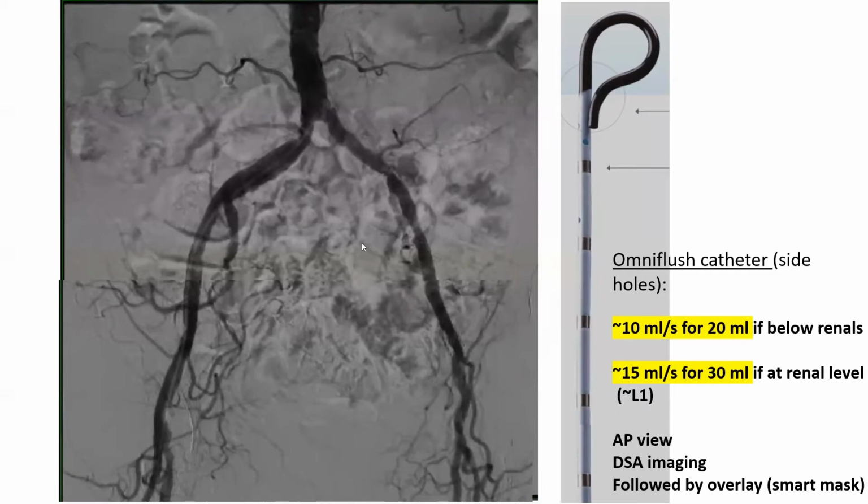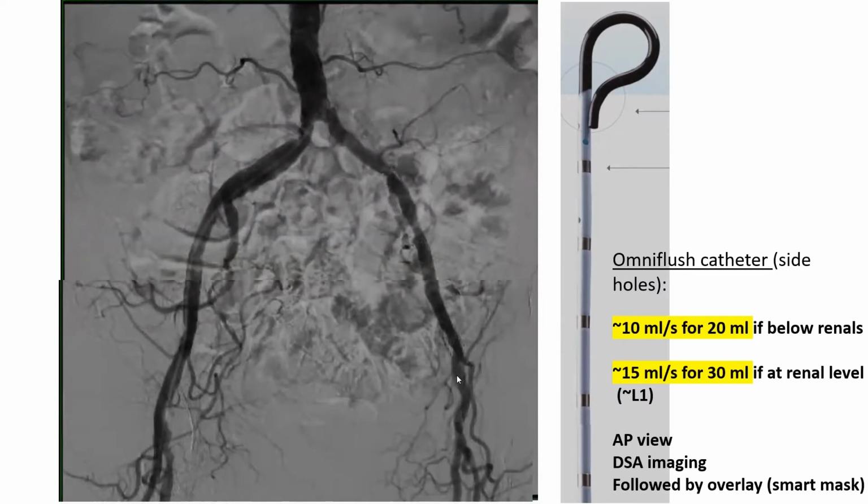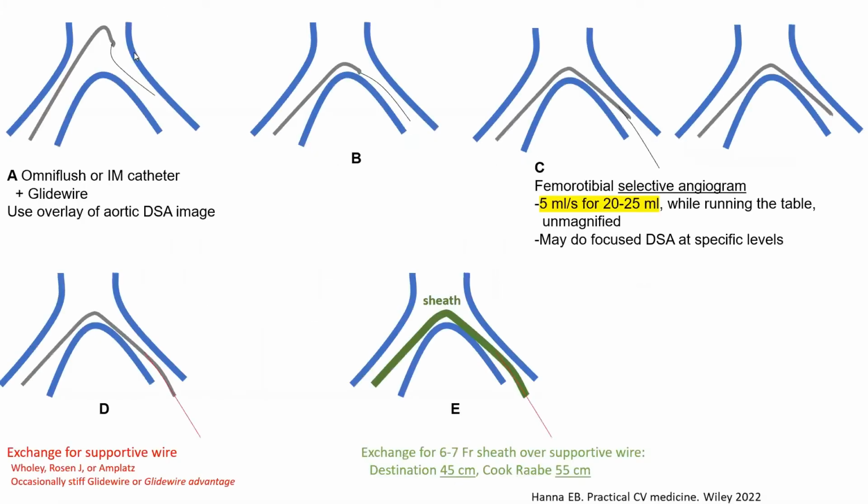So after we obtain our image, this is what I do next. My goal is to get to that common femoral and do imaging, then later intervention. So using that OmniFlush catheter that is here, this is what I do. I try to wire the contralateral limb while that OmniFlush is positioned in the distal aorta.